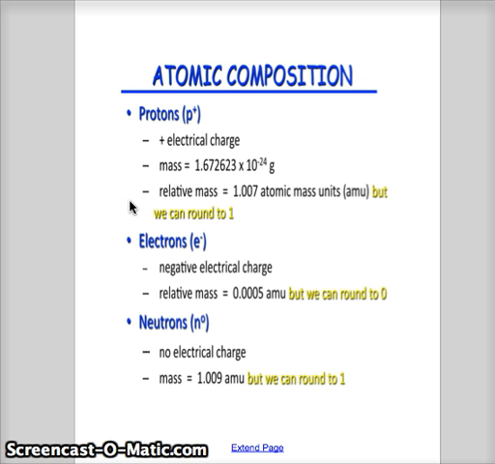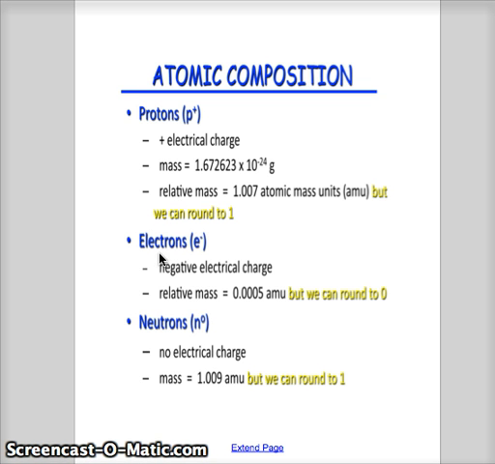Since it's so small, having to write this many, many times if you were a scientist studying parts of the atom, they decided to not do that and came up with a relative mass. They came up with what's known as the AMU, atomic mass unit, and a proton has 1.007 atomic mass units, AMU. For what we're doing in class, we are going to round that to 1.